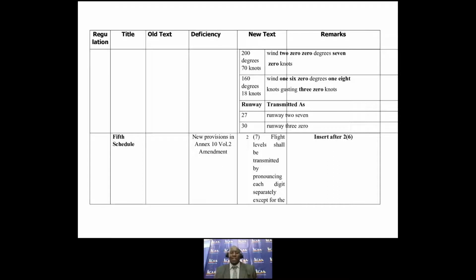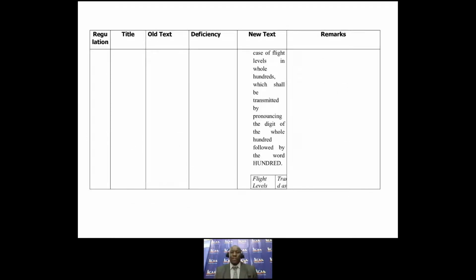Then there's another table which has been included with the standard requirements on how flight levels will be transmitted. Flight levels shall be transmitted by pronouncing each digit separately, except for flight levels in whole hundreds, which shall be transmitted by pronouncing the digit of the whole hundred followed by the word hundred. So we have a table with examples of how flight levels shall be read. Then there's also the amendment regarding how altimeter settings will be transmitted. That is on subparagraph 8.